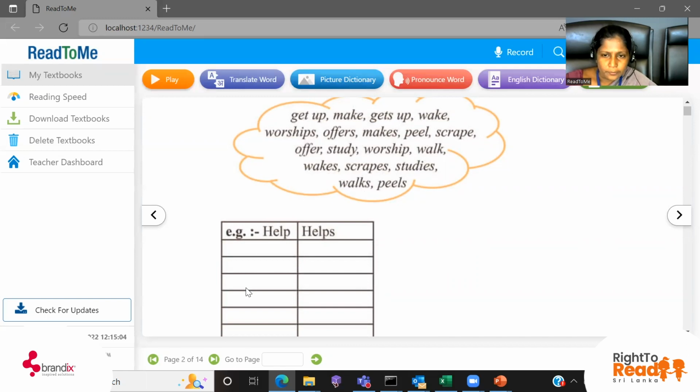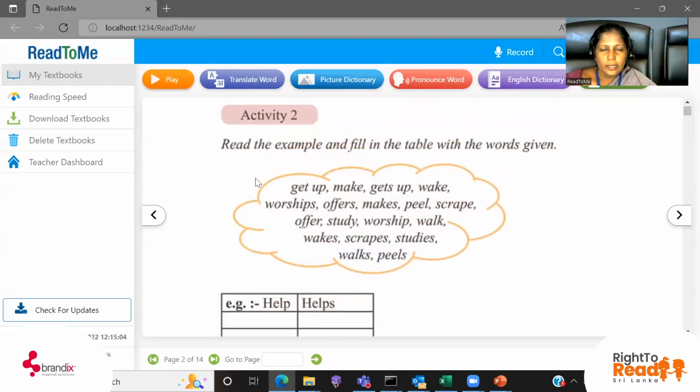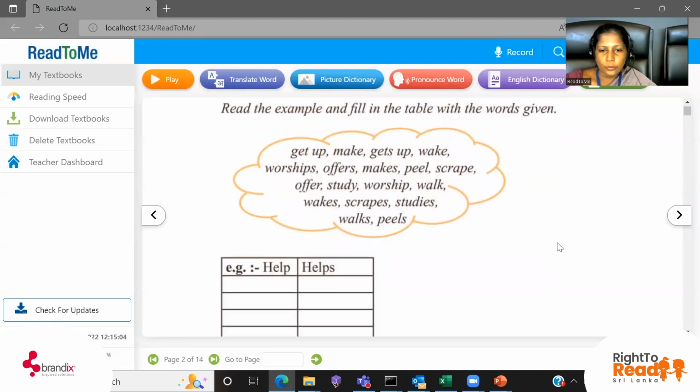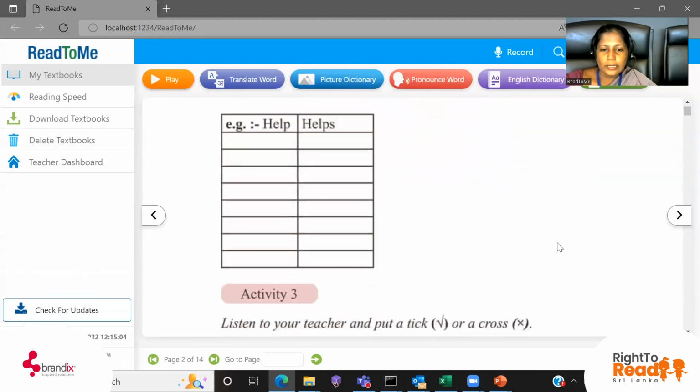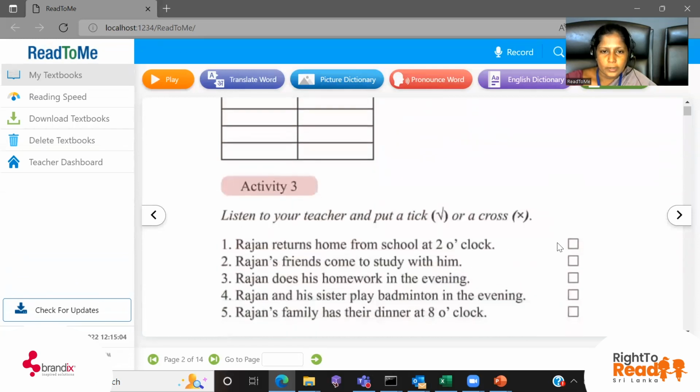First column worship, second column worships, right? Walk in the first column and the second column walks. Peel in the first column and peels in the second column. So read the example and fill the table with the words given. That is, of course, what you have to do. You have to do it for homework, right?